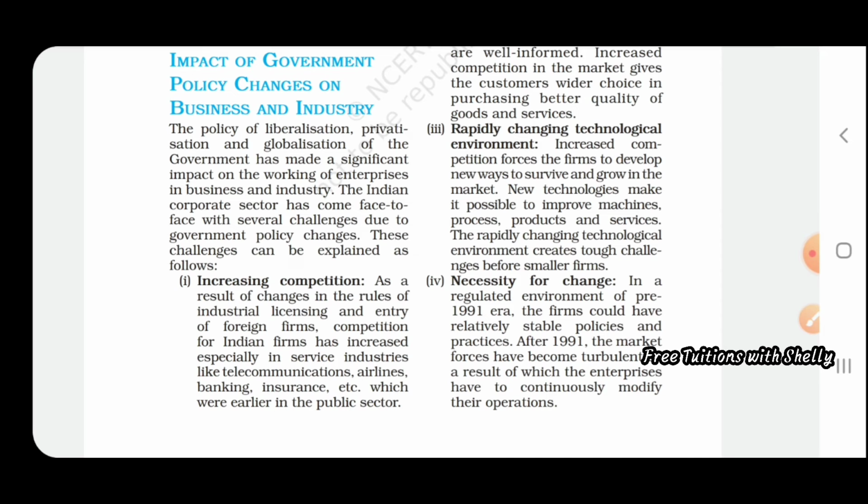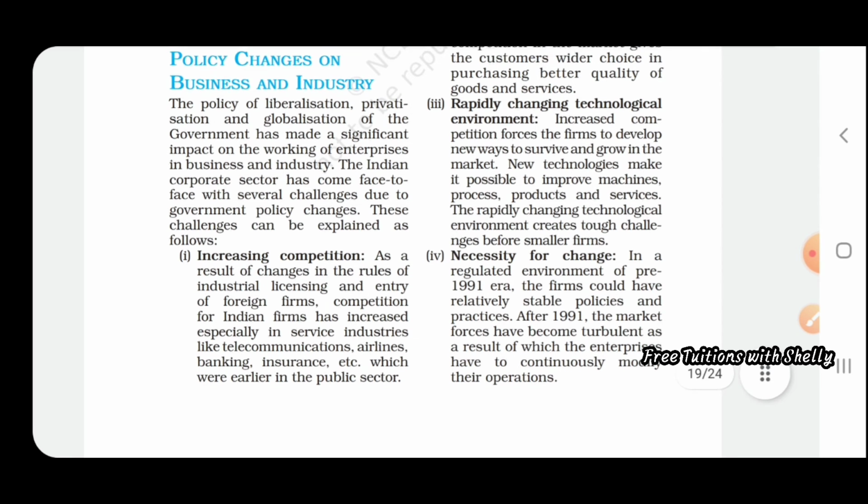Fourth, necessity for change. In a regulated environment of the pre-1991 era, the firms could have relatively stable policies and practices. But after 1991, market forces have become turbulent, so enterprises have to continuously modify their operations, because the rules and policies were not as they were before 1991. It has drastically changed, so it necessitated a change.